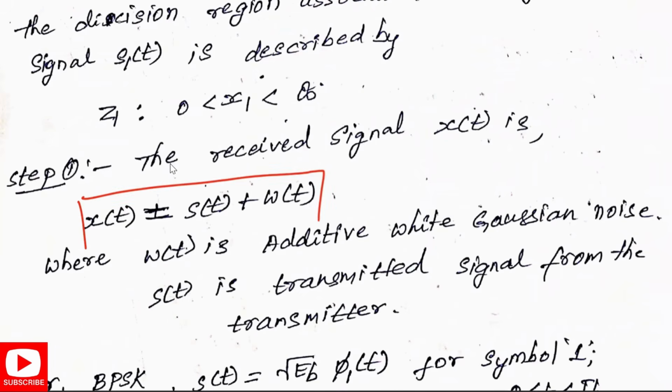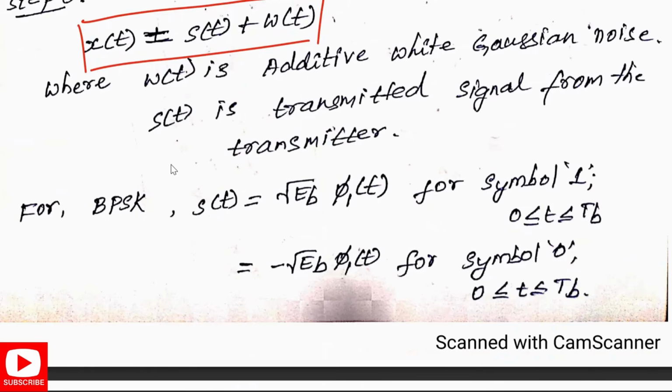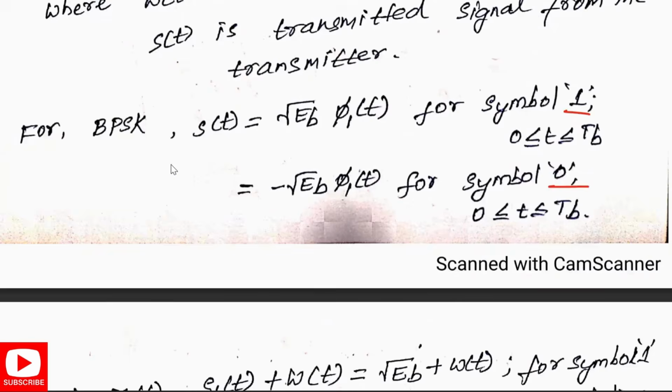w of t. What is w of t? It is the additive white Gaussian noise. We learned about this in module 1 itself. Next, s of t is the transmitted signal from the transmitter. For BPSK, s of t is given as square root of Eb phi 1 of t for symbol 1, and minus square root of Eb phi 1 of t for symbol 0. This lies between 0 and T.